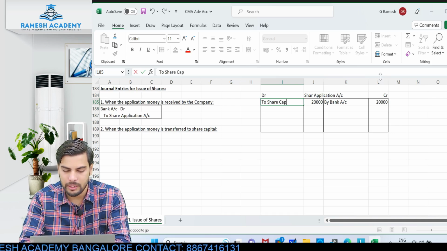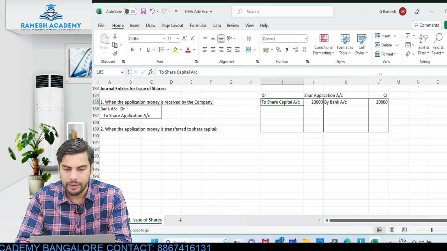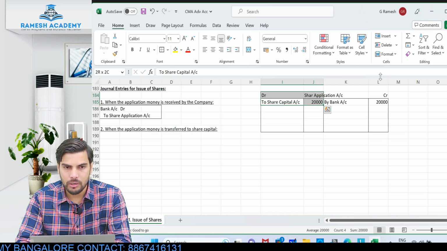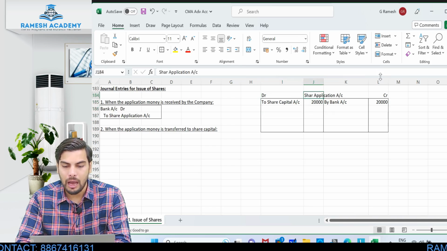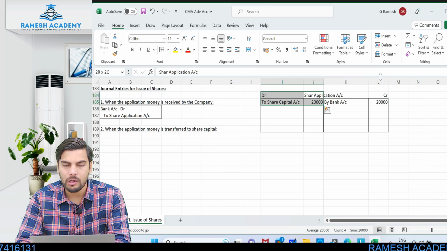So here I'll just be writing to share capital account. Now, if you just look at this particular part, what do you think will be the journal entry? By looking at the ledger, you can arrive at the journal entry, right? So which account am I debiting? I'm debiting the share application account. Share application account debit to what? To share capital. Okay, so this would be the journal entry.